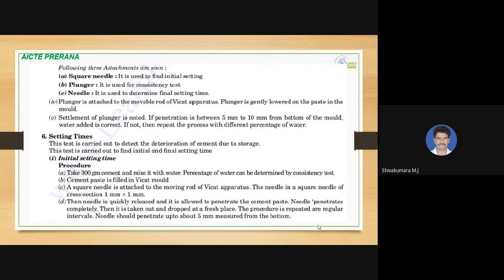So the moment at which water is added to the cement and the moment at which the needle has a penetration in the range of 5 to 7 mm, that time is called initial setting time.